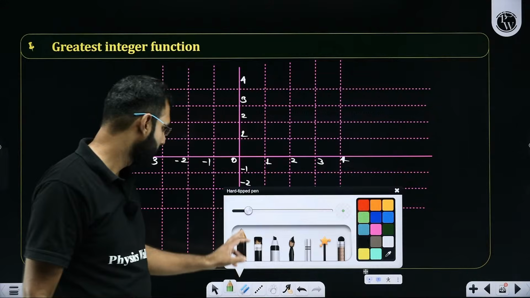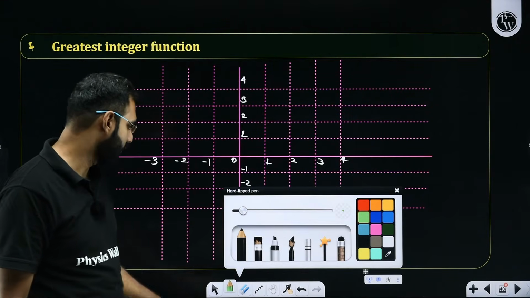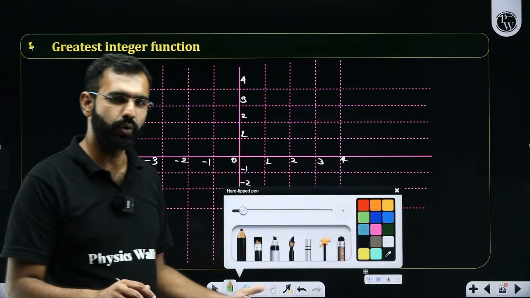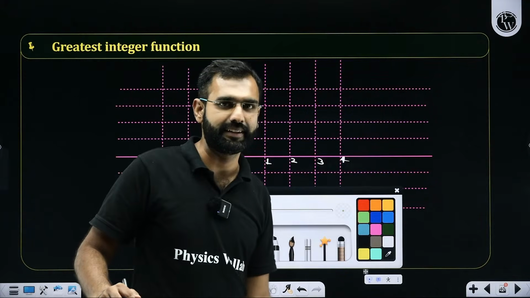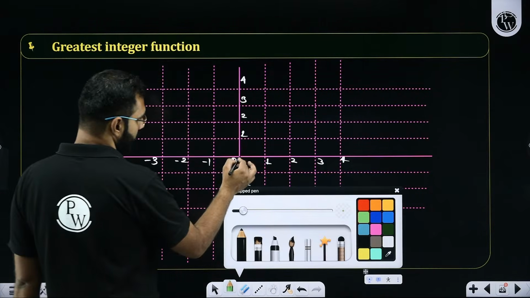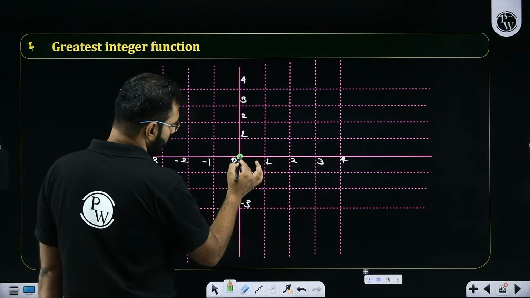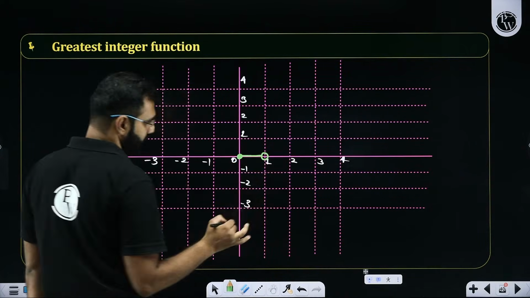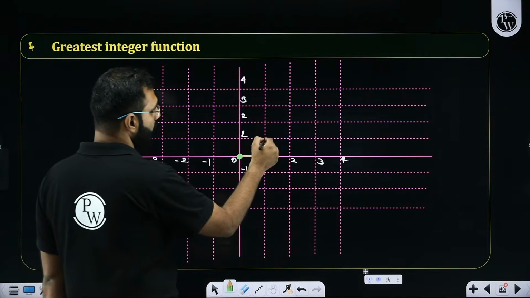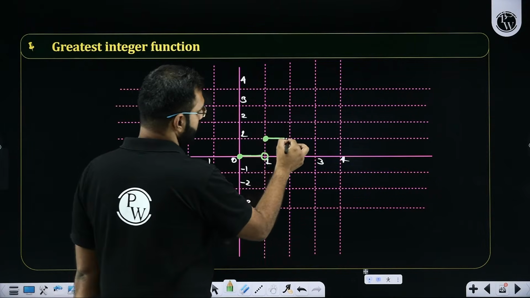Pay attention, everyone. How will I plot GIF? For all the values between 0 and 1, 0, 0.1, 0.2, 0.3, 0.5, 0.9999, what will be the GIF? So 0. So how will the graph look like? The graph will look like this. It will go like this. But at 1, the GIF of 1, 1.1, 1.2, 1.3 till 1.9 will be 1. So the graph will look like this.